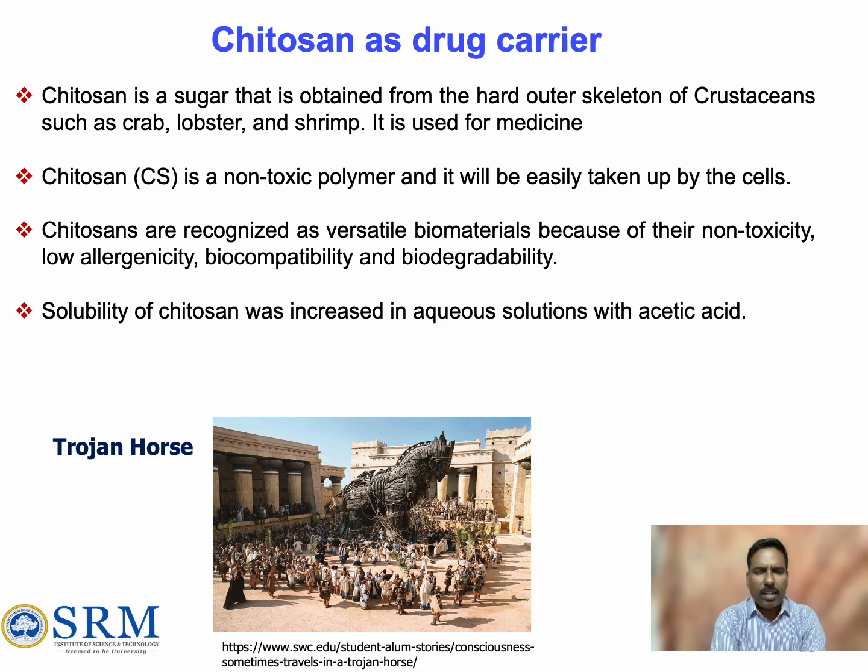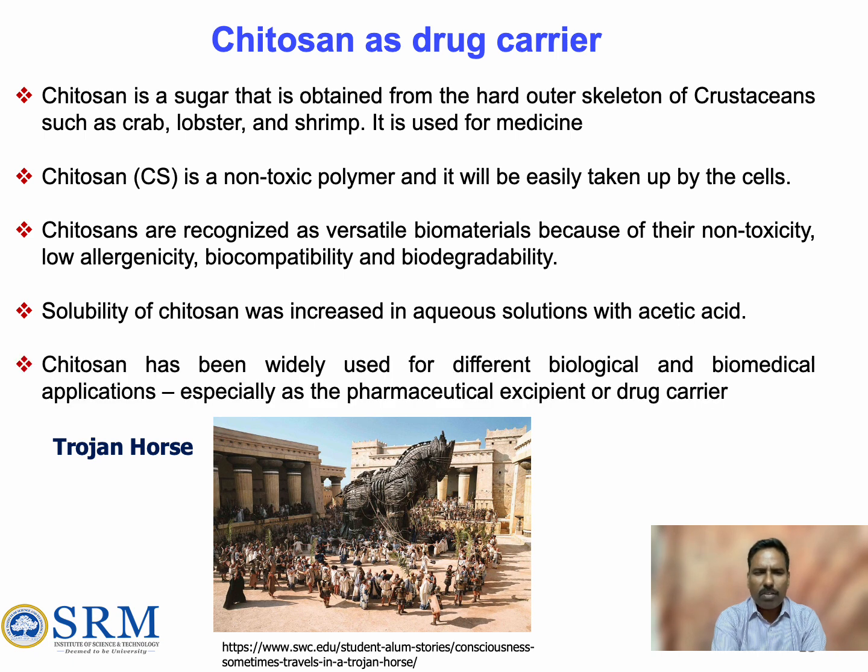So what we can do is make a nanoparticle with the chitosan, and then encapsulate the drugs that have poor water solubility, and then functionalize the surface with folate so that it can be taken up by the cancer cell efficiently. This is like a Trojan horse strategy where the soldiers are hidden inside the horse and then they can come out and attack anytime.